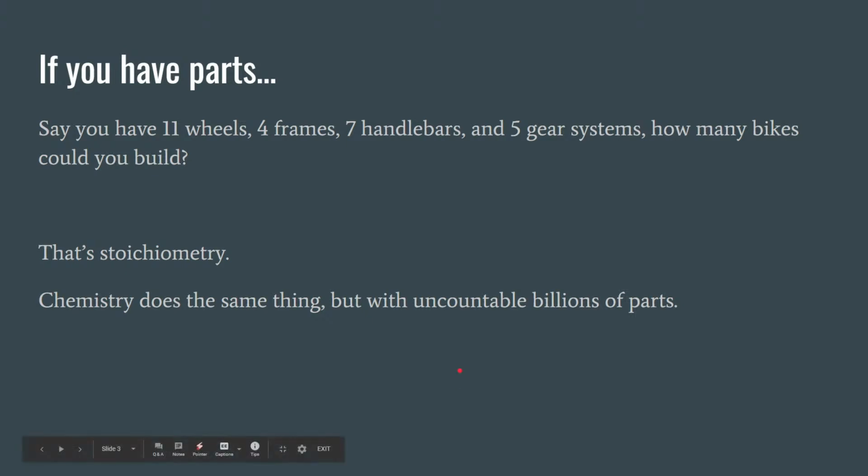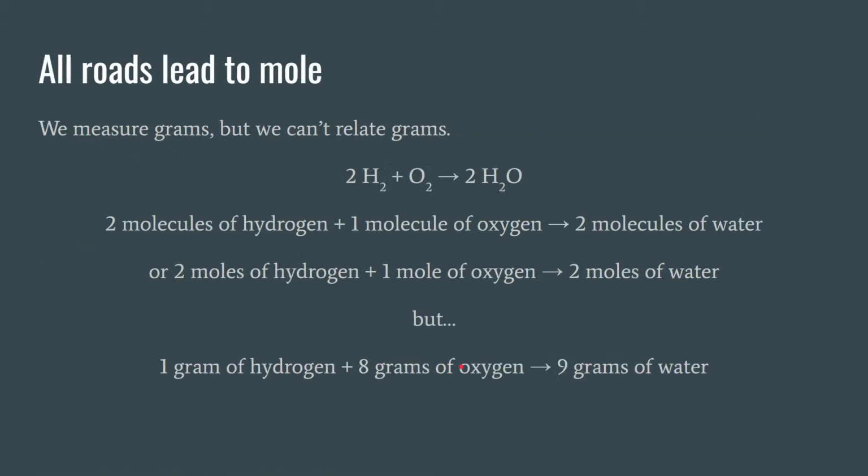So we have to be a little bit more precise about what we're doing. Remember, all roads lead to mole. This is why we do this. 2 molecules of hydrogen plus 1 molecule of oxygen means 2 molecules of water. Or 2 moles of hydrogen and 1 mole of oxygen to make 2 moles of water. Or 1 gram of hydrogen plus 8 grams of oxygen makes 9 grams of water. So that's why we have to work in moles, because moles have that same relationship. That's something that you just can't get with mass.